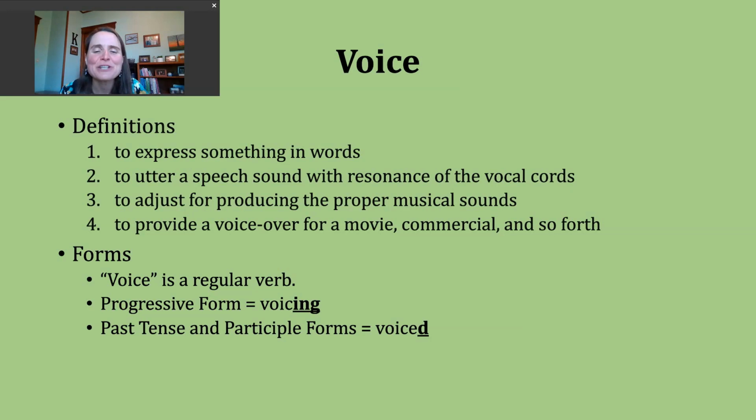For now, you should know that voice is a regular verb. To make our progressive form of the verb, you're going to drop the E on the end because we have a vowel consonant E pattern. And we drop that E before we add ing. That makes voicing. The past tense and participle forms of this verb can be made by just adding D, since this verb already ends in an E.